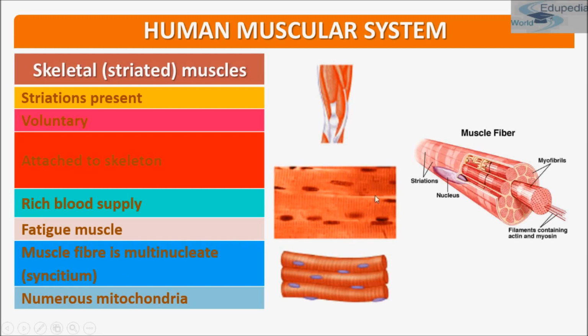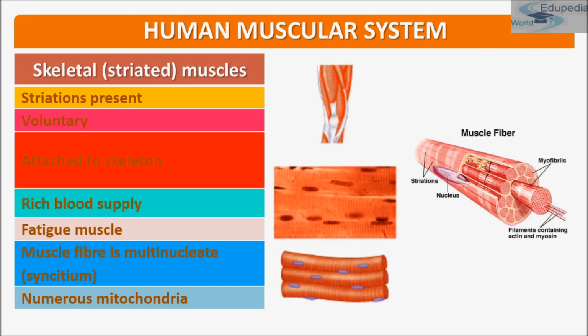and that's the reason they are also called syncytial. Okay, and they have numerous mitochondria too, because mitochondria are the powerhouse of the cell. That means they generate ATP and perform the work. And that's the reason skeletal muscles are also sometimes called voluntary muscles, because we have direct control over them through nervous impulses from our brain sending messages to the muscle.